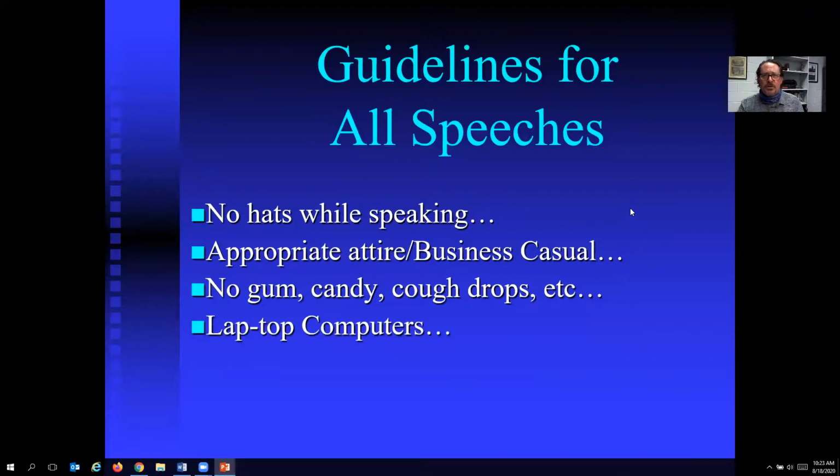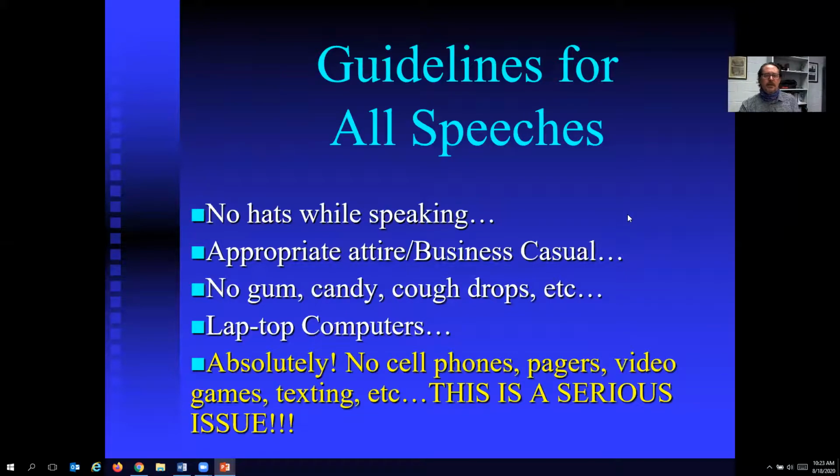Laptop computers, once you return to class and you start taking notes from lecture, you're welcome to bring your computer in to take notes. That's great. And then once again, reiterating, no cell phones, pagers, video games, texting, and things like that.